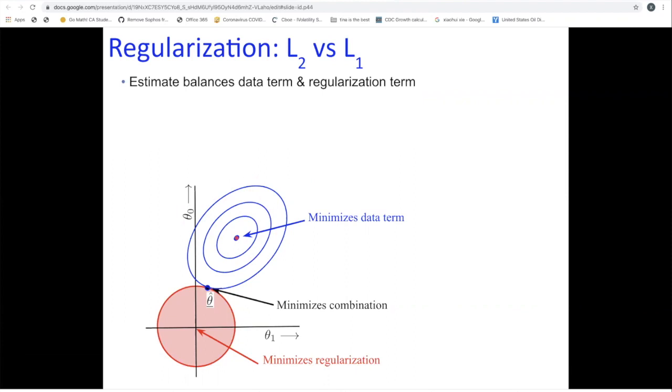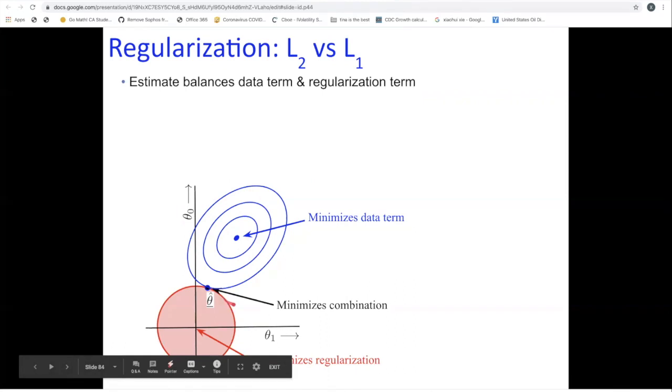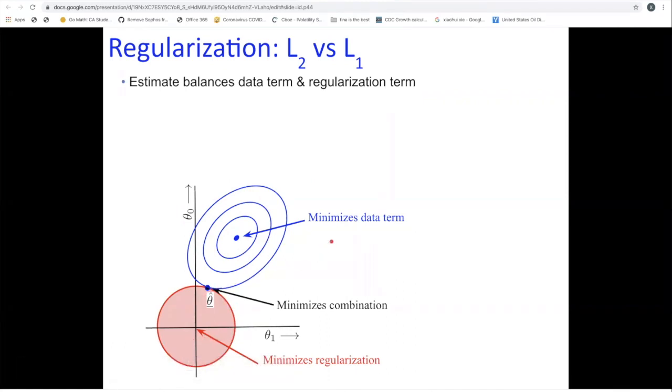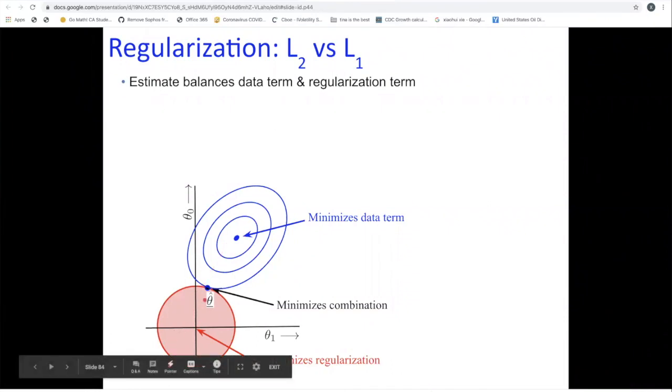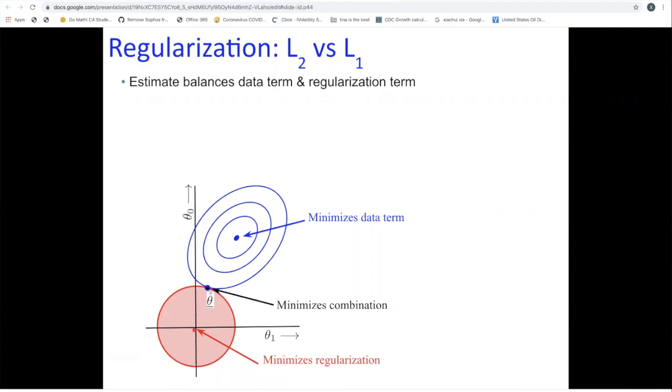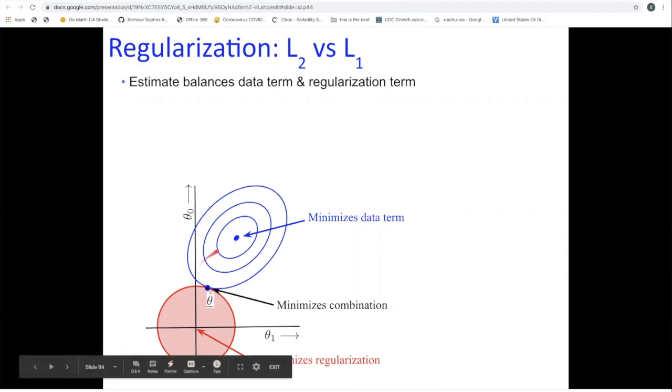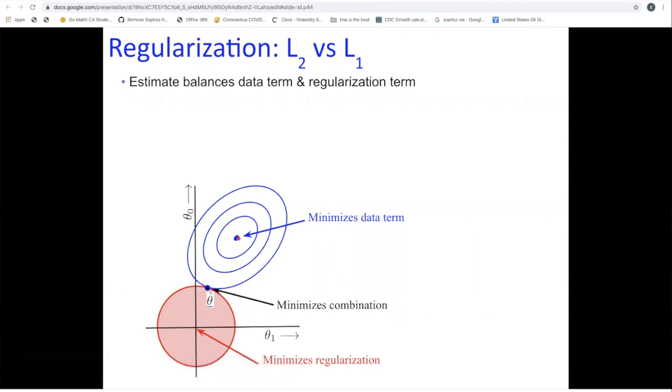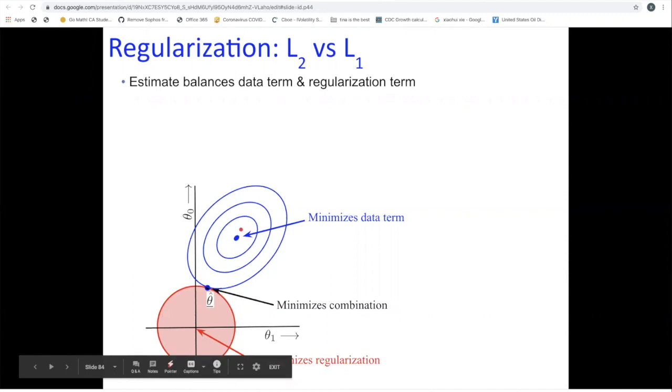But now, if I add this regularization term, the L2-based regularization term, into my loss function, then I have to balance these two types of loss. The L2 norm says I have to shrink toward the origin. The MSE says I have to converge toward the center of these contour lines. So you see these two objectives are very different. You have to strike the balance between these two.